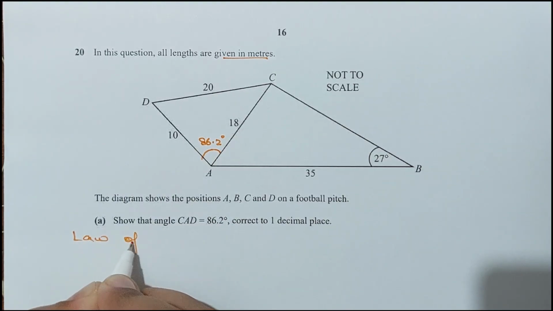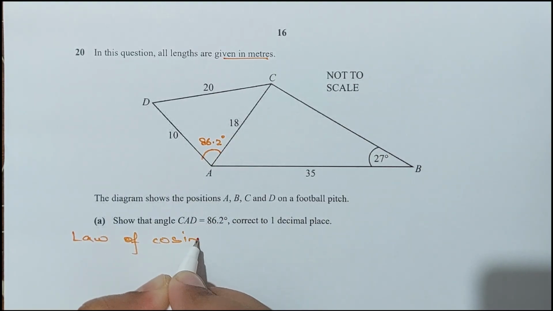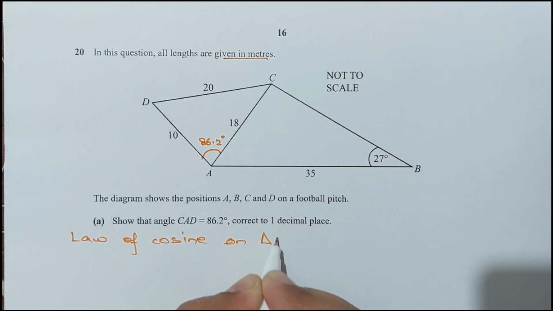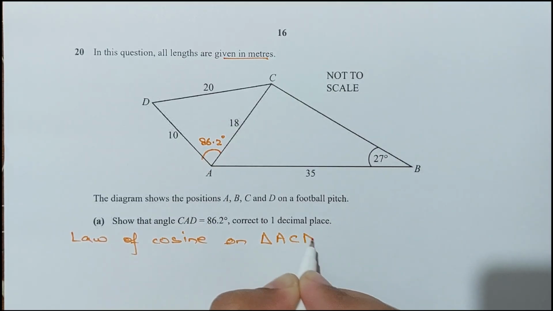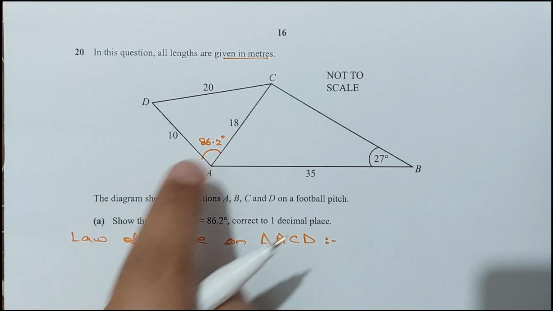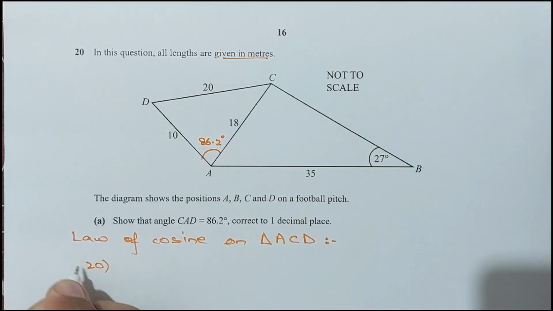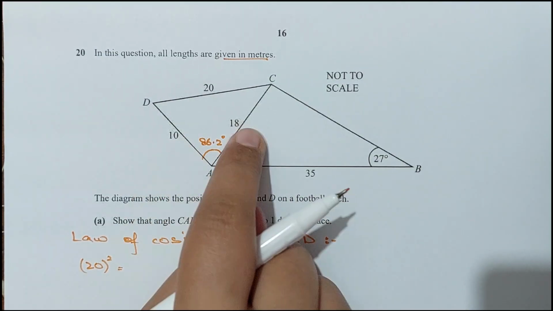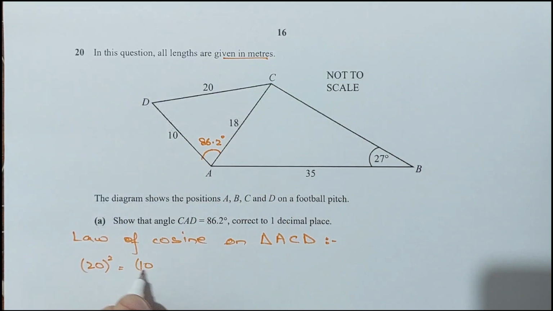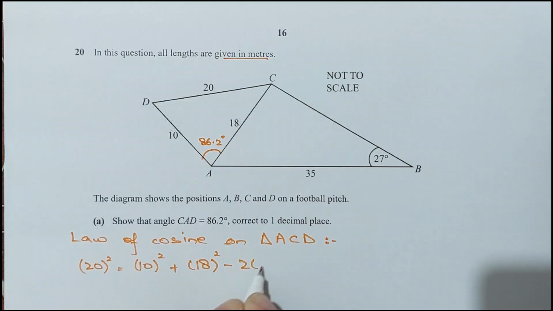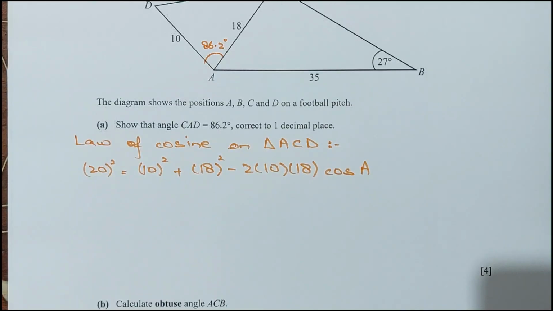Law of cosine on triangle ACD. This is the angle we have to find. Its front side is 20, squared, equals the rest of the two sides: 10 squared plus 18 squared minus 2 into 10 into 18, and cos of the angle A. This we have to work on.